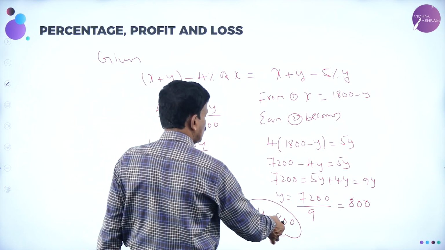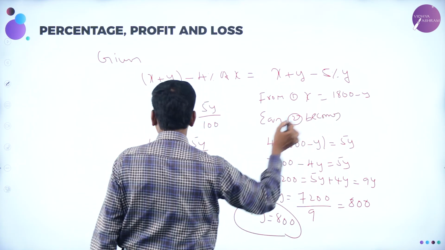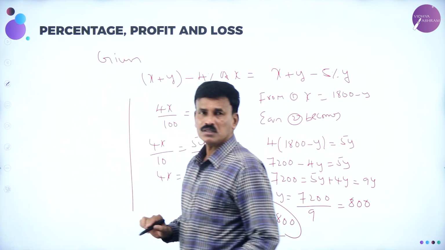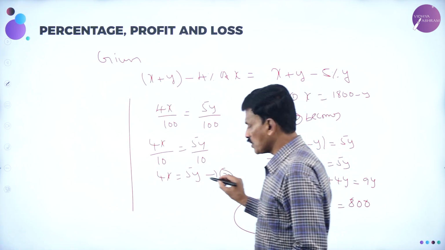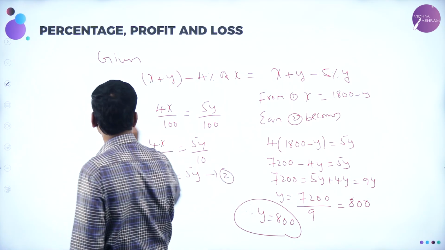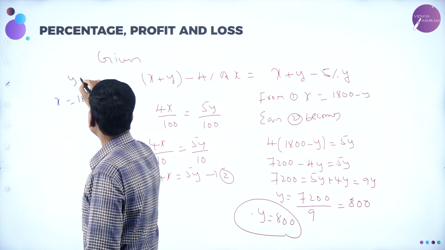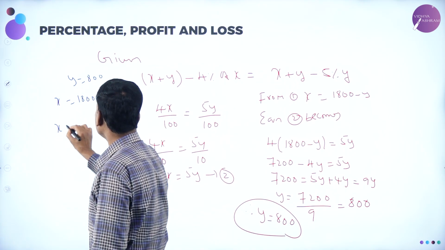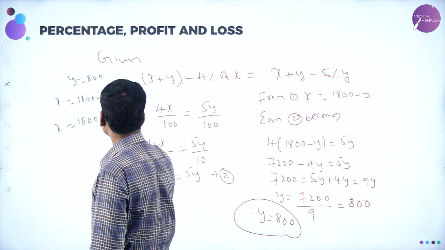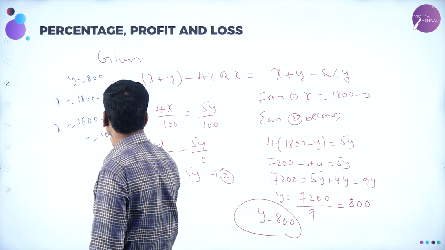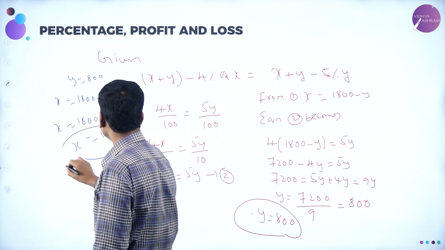Now substitute this value, y is equal to 800, here. Now since y is equal to 800, what is x? X is equal to 1800 minus y. Y is equal to 800. Substitute here. X is equal to 1800 minus 800. That's equal to 1000. X is equal to 1000.